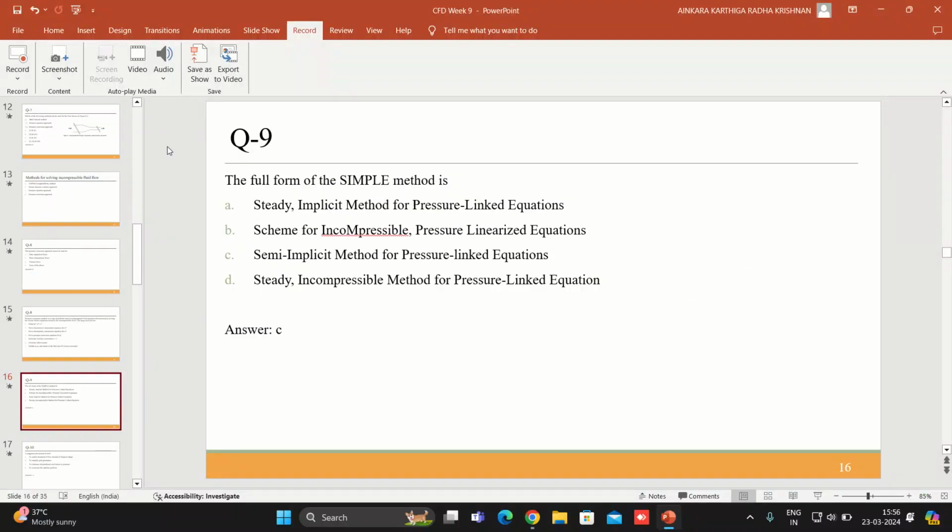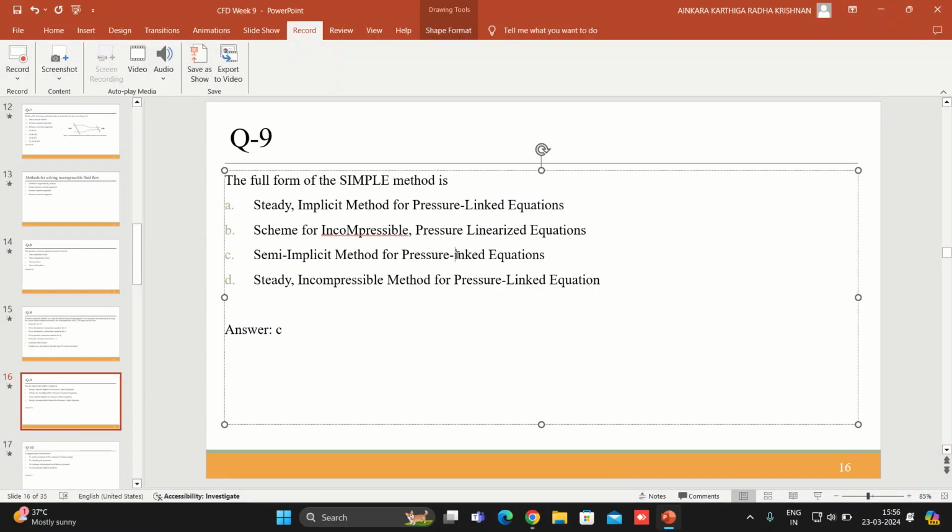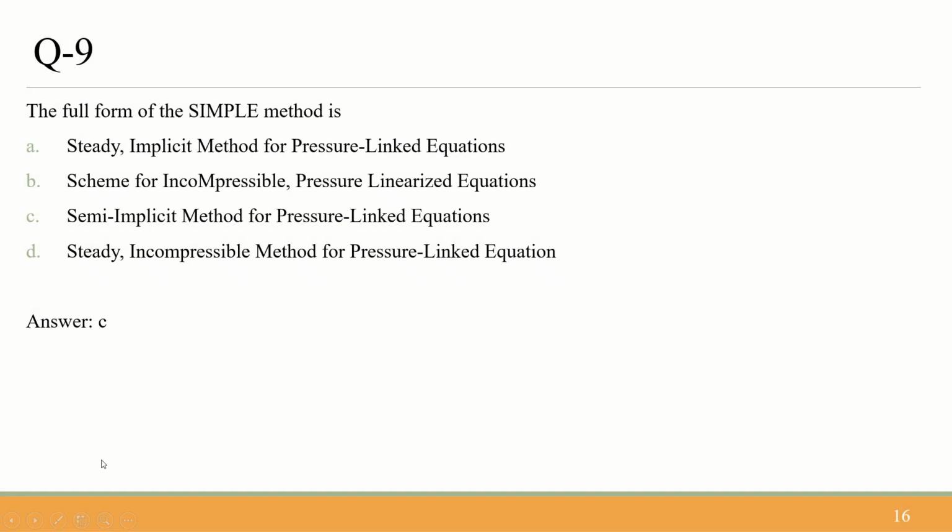I'll just make a small correction over here. This L should have been capital. SIMPLE: it is semi-implicit method for pressure linked equation. That is the right answer. So first one, steady implicit method for pressure linked equation, is false because it is a semi-implicit method. Again, option B, it is scheme, which is false. Incompressible, false. Pressure linearized equation, option B, is completely false.